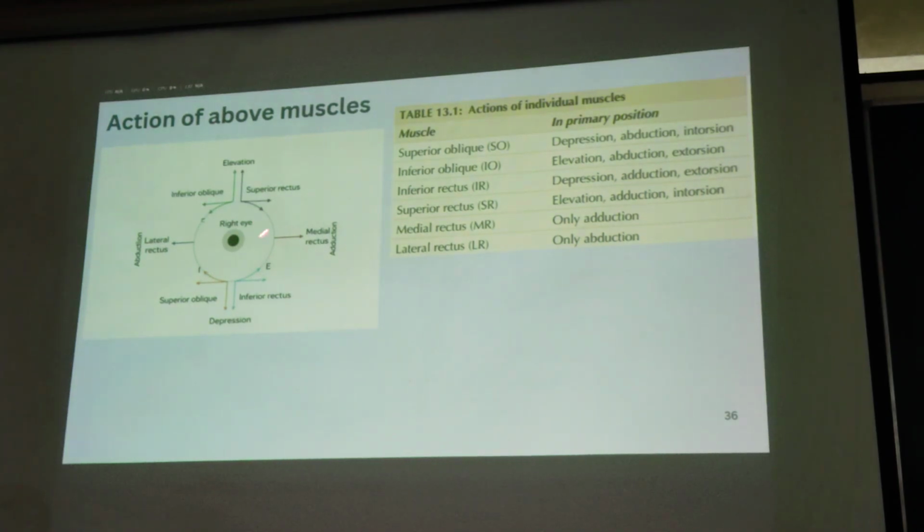And the medial rectus, as the name suggests, pulls the eyeball towards the medial side, and the lateral rectus pulls the eyeball towards the lateral side. The inferior oblique and superior oblique are opposite to their names. The inferior oblique causes elevation, abduction and extorsion of the eyeball, while the superior oblique causes depression, abduction and intorsion of the eyeball.